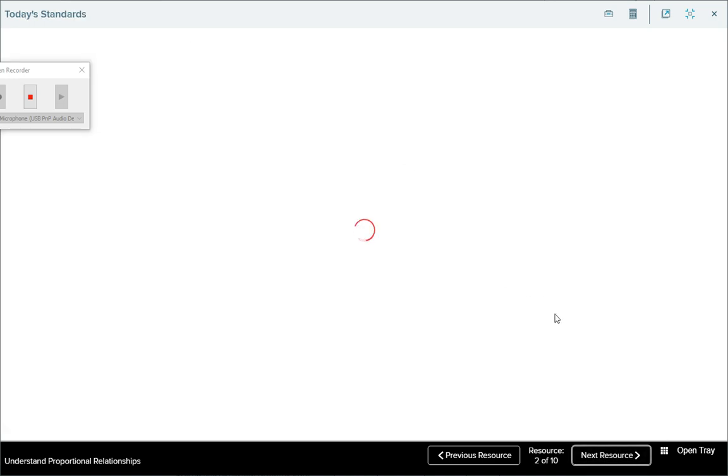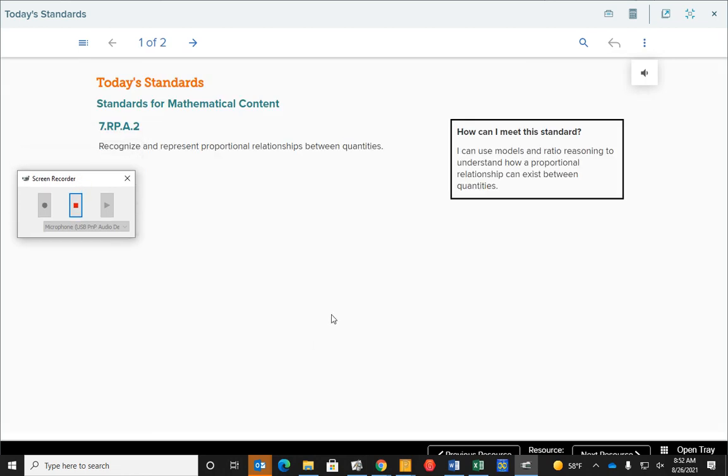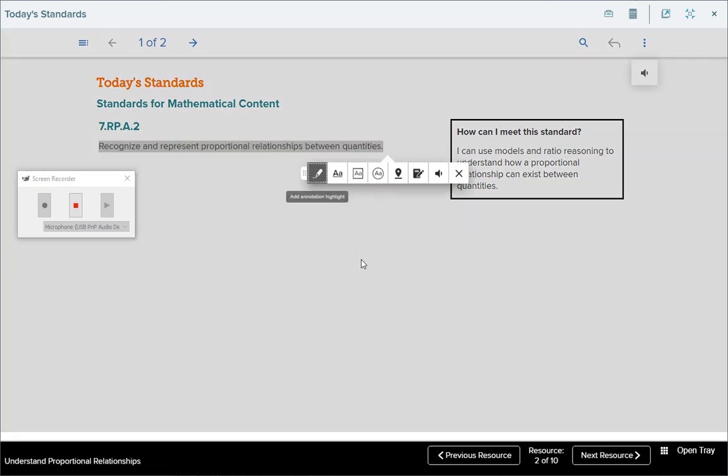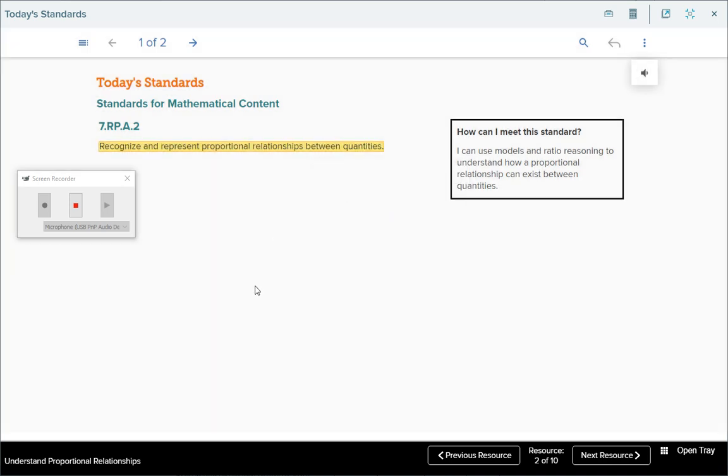Okay, this is your objective. I want you to write this down, your objective for today's lesson. Yes, by all means, go ahead. Your objective is the second sentence here where it says, recognize and represent proportional relationships between quantities. See the highlighted part right there? By the time we're done with this lesson, you should be able to recognize and represent proportional relationships between quantities.